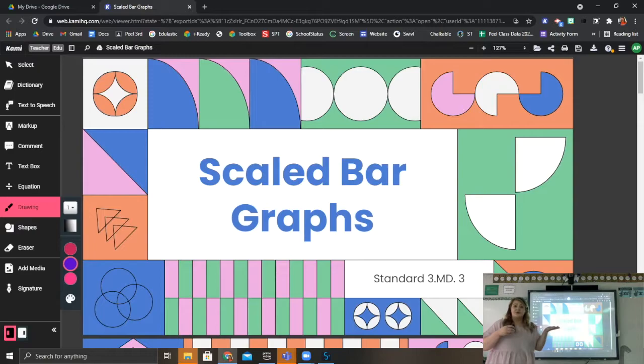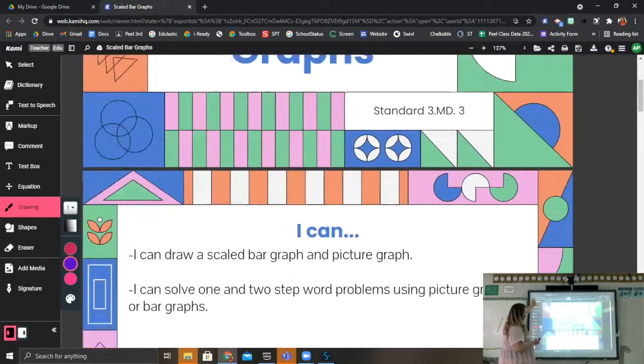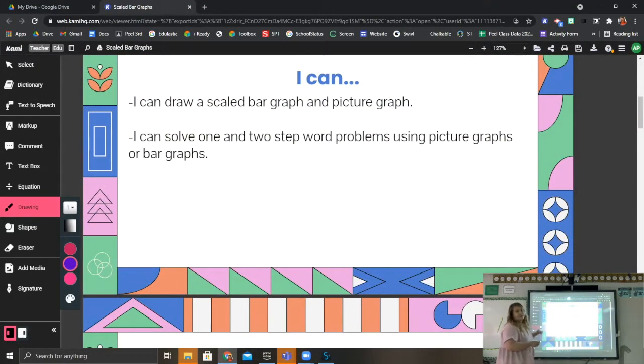Teachers, we're testing your 3.MD.3. Students, let's go ahead and check out what you're going to be able to do by the end of this lesson. I can draw a scaled bar graph and picture graph. You're going to be able to draw one, a scaled bar graph and a picture graph. You're also going to be able to solve 1- and 2-step word problems using picture graphs or bar graphs.